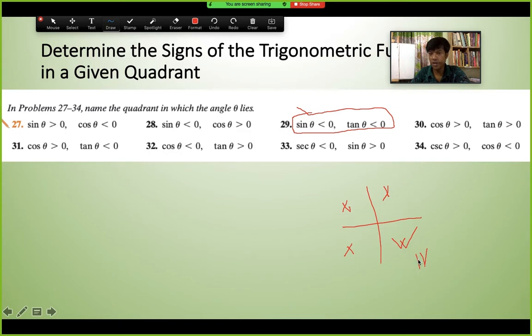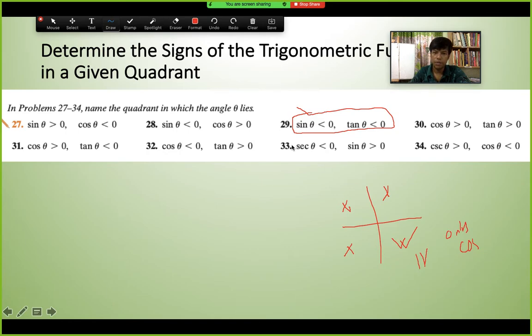Because in this quadrant, see, all should take candy, so only cos is positive. Only cos is positive in this quadrant, and all of the others are negative. This is how we know.